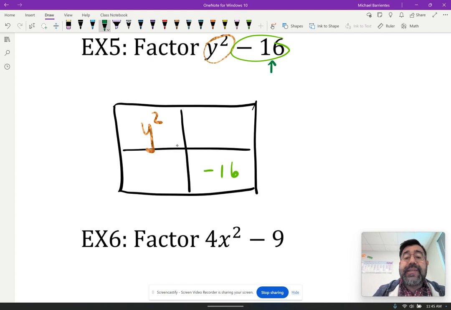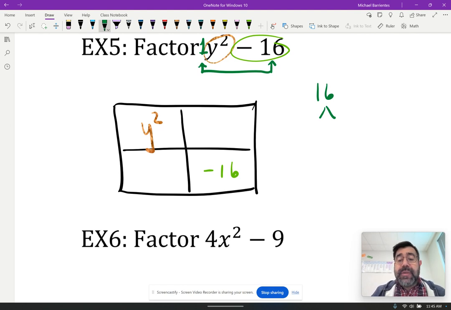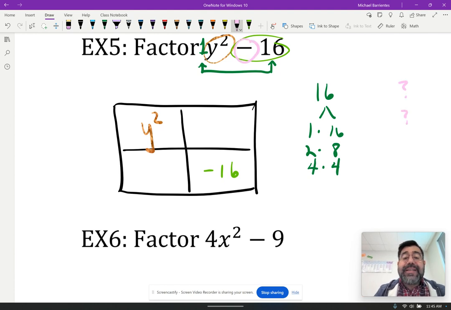We're going to multiply 16 times the coefficient here. Well, the coefficient is 1, so I'm still going to get 16. And I want to know what are 2 numbers that multiply to give me 16. Well, it could be 1 times 16. You can use your calculator to figure it out. 2 times 8. 4 times 4, and that's it. But I'm looking for the 2 numbers that, when I subtract them, give me the middle term. But there is no middle term. Notice there's a y squared term, but there's no y term.